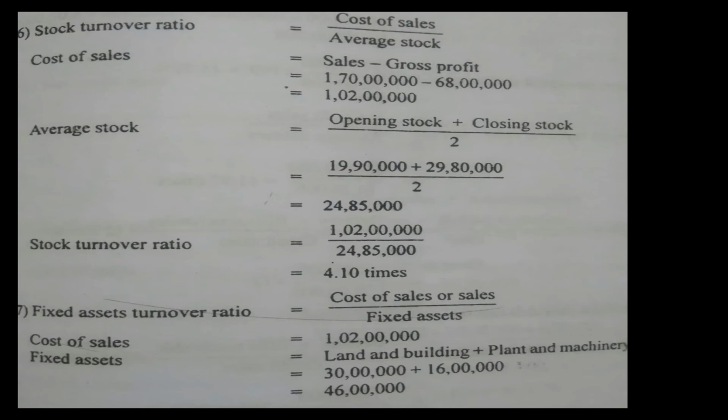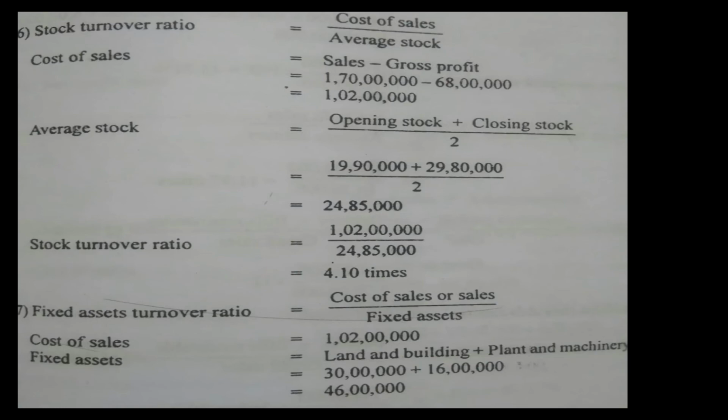Okay. The next one, question number 7 from the same question. In total we have to find 12 questions. Now we are doing the 7th one: fixed asset turnover ratio, cost of sales or sales divided by fixed asset. That is 1 crore 2 lakh divided by fixed asset, which is nothing but the value we found earlier, 46 lakh. So 1 crore 2 lakh divided by 46 lakh will give me the answer.